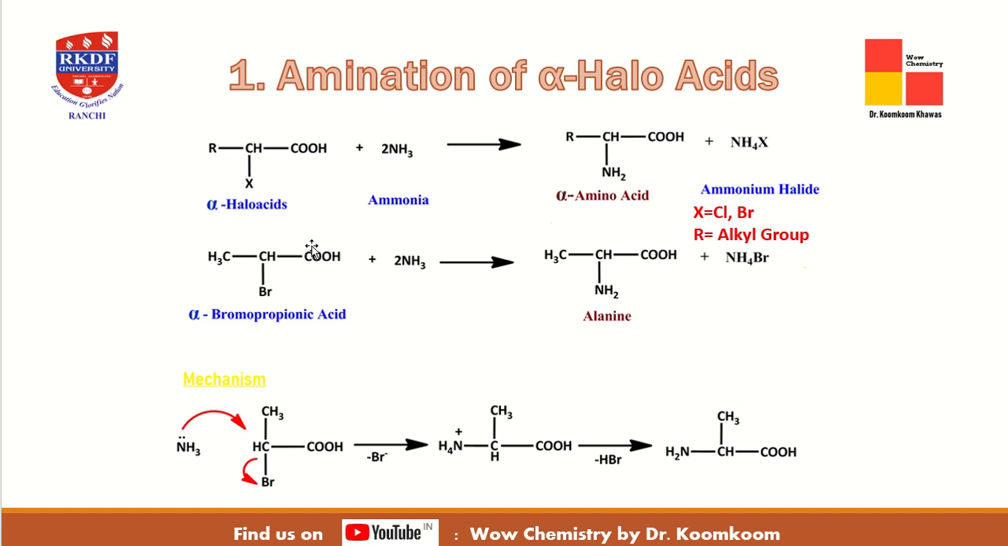So here I've taken an example of alpha bromopropionic acid reacting with ammonia to give the corresponding alanine. If R is equal to hydrogen, then we will find glycine is formed. So the mechanism is reported over here. The nucleophilic ammonia reacts over here and the bromide group acts as a leaving group. So it is called a simple nucleophilic substitution reaction and hence the amino acid is formed.